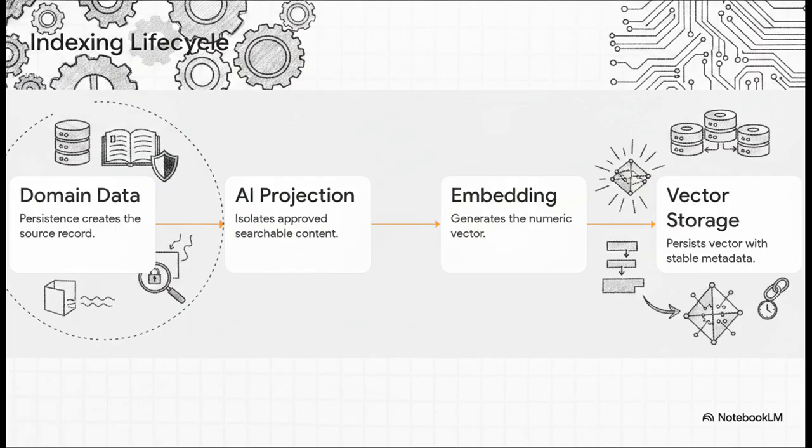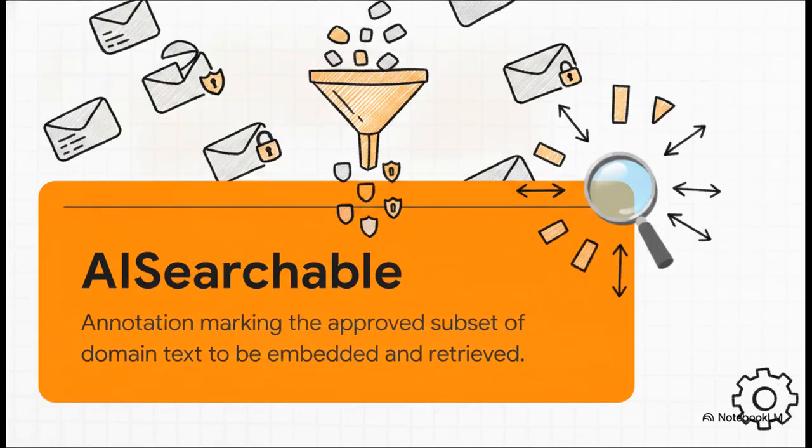Your domain record probably has fields the AI should never see. So we create an AI-facing projection, generate an embedding for only the approved text, and then persist that vector with stable metadata so we don't lose its identity. This is deliberate data minimization in action. You use configurations like an AI searchable annotation to explicitly declare exactly what text should contribute to semantic meaning. Everything else, like private fields, tenant IDs, or internal document categories, stays completely invisible to the vector index.